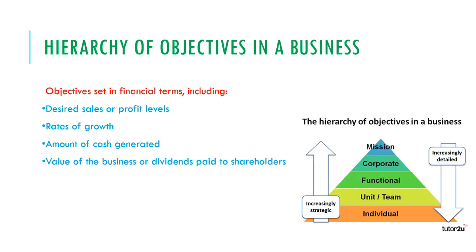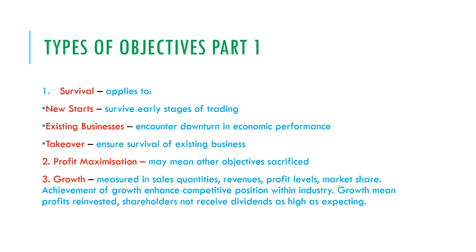And now we have different types of objectives, as we see here, and then we'll go on to the hierarchy and conflict. So the types of objectives, number one, is actually survival. Instead of factors affecting it, we're actually going to talk about the actual objectives themselves. So survival applies to new starts, so new companies, as they need to survive the early stages of trading. And then you also have existing businesses, so if there's a downturn in economic performance, they need to survive that. And a takeover will ensure the survival of an existing business.